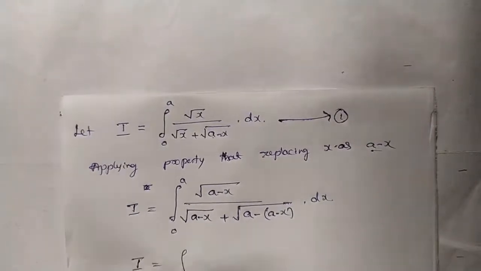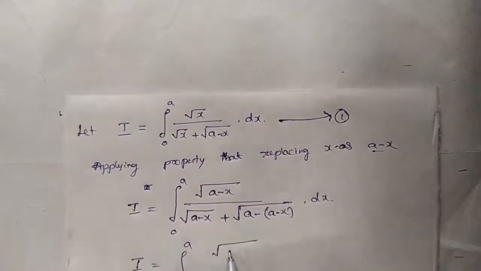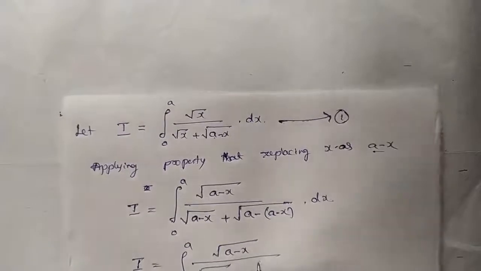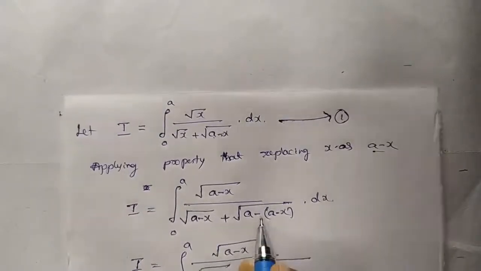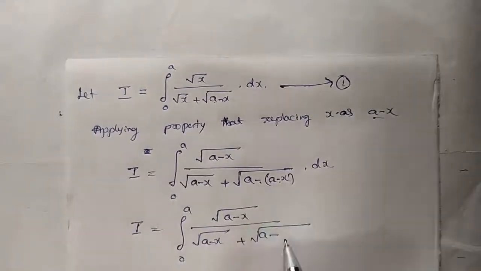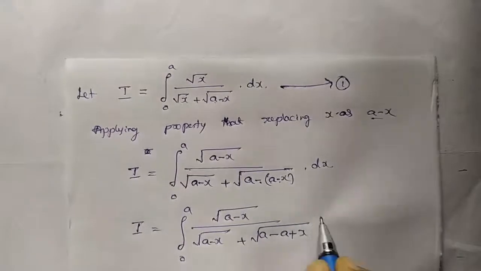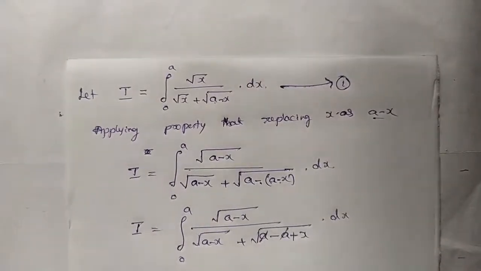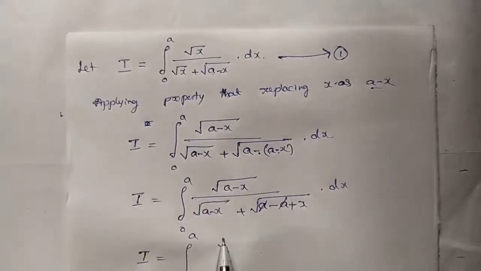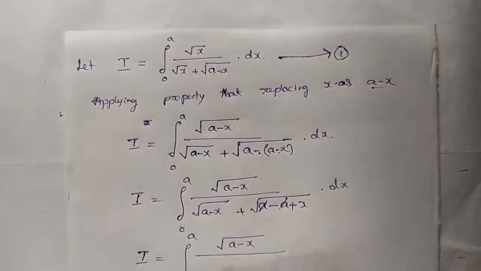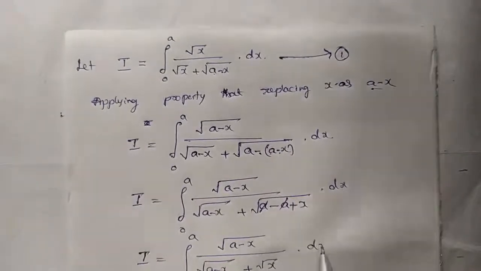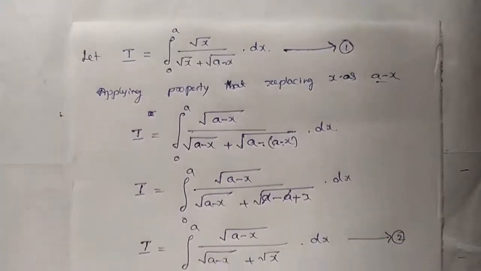I equals integration of 0 to a, square root of a minus x whole divided by root a minus x plus square root of a minus, apply this minus inside the brackets, minus a, minus into minus is plus x, into dx. So plus a minus a will get cancelled. I equals integration of 0 to a, square root of a minus x whole divided by root a minus x plus root x into dx. Call this equation number 2.